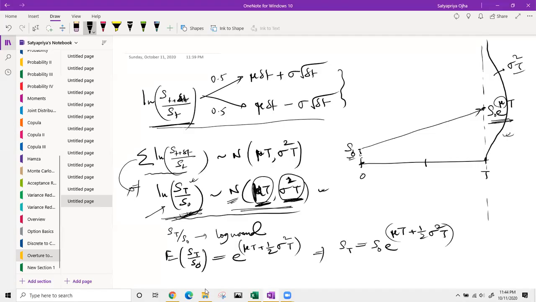This was not our target, okay? Our target was that my terminal S should end up here. That is the definition of my average growth rate. But I'm getting this. So I have to do some adjustment. I'm ending up at a higher average stock price, so I have to reduce the drift a little bit. How much will I reduce? I'll reduce it this much. This is the overall reduction. Then these two will match.